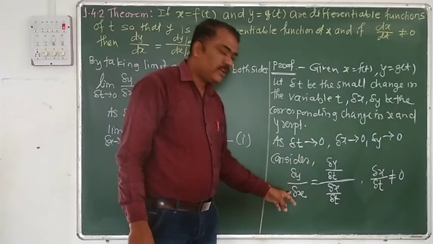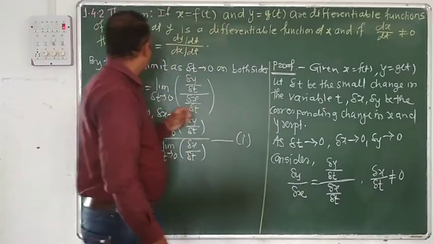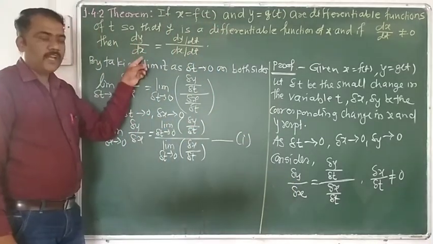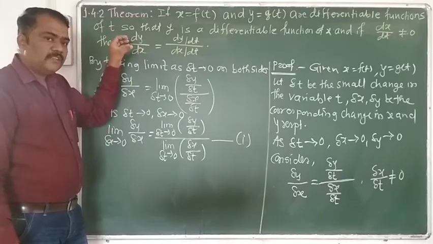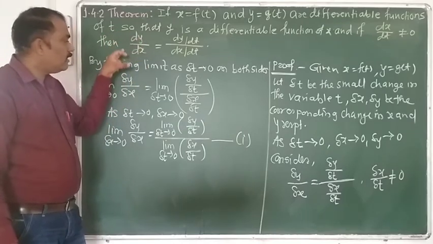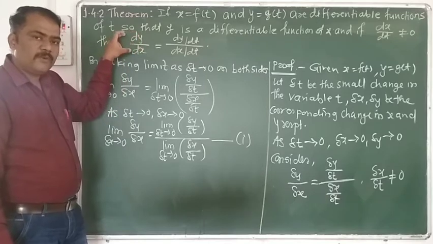Consider delta y upon delta x. In the proof, what we have to prove is dy by dx. How to keep it in mind? What we have to prove is dy by dx. To start the proof, we have to consider it in the form of increment. It is in the form of the derivative.